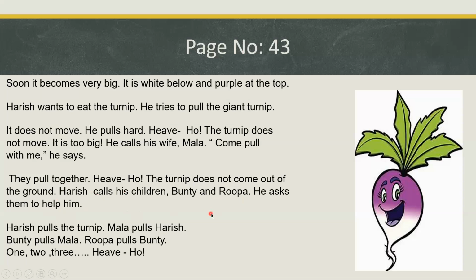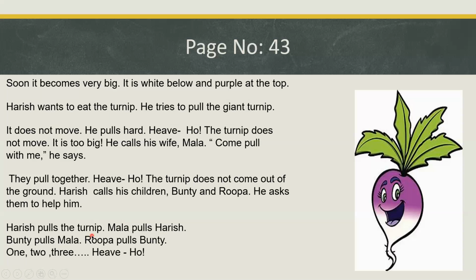What happens now? Both Harish and Mala are trying to pull this juicy turnip out of the ground. They're putting all their energy, but still the turnip is not coming out. Now Harish thinks, let me call my children. Who are his children? Yes, Bunty and Rupa. He calls them, come on, join along with us to pull the turnip.